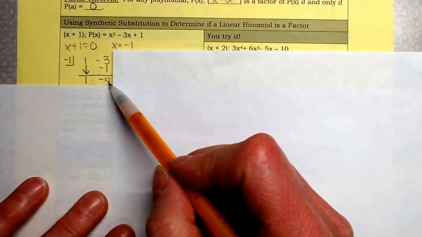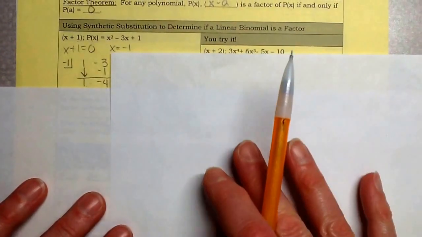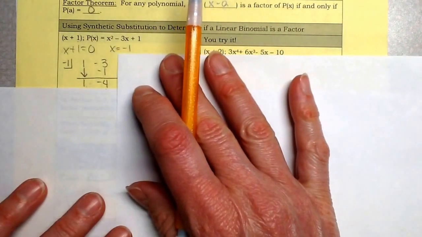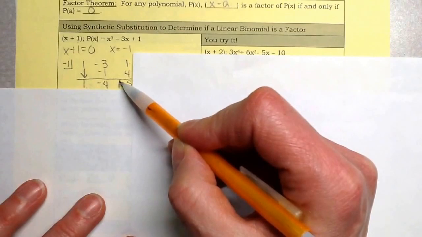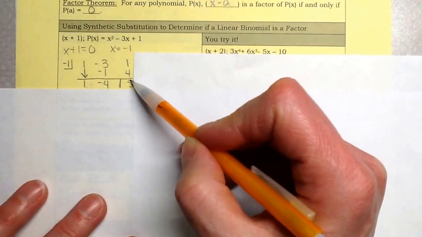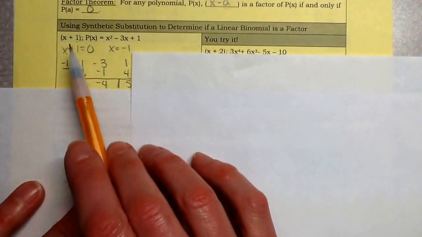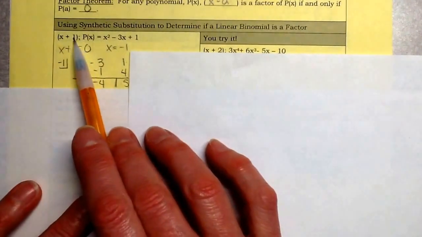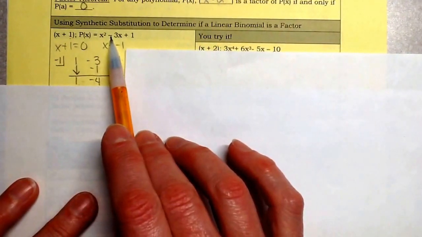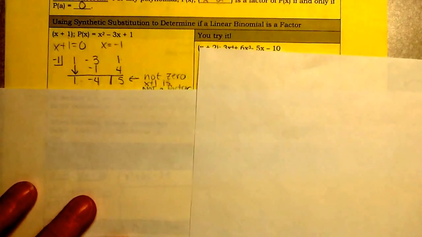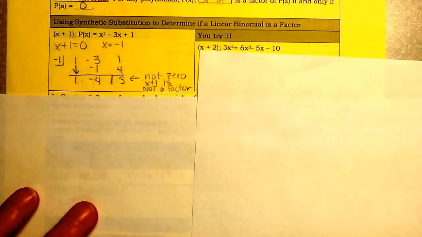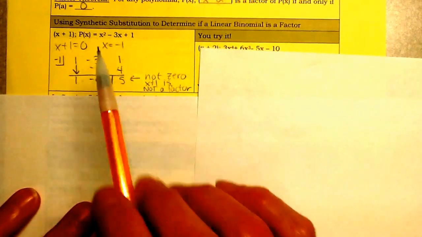Then we're going to multiply negative 4 times negative 1. That's going to give us a positive 4. That goes underneath the 1. And when we add, we see that we have a remainder of 5. So when you're asked if a binomial is a factor of a polynomial and you have a remainder that's not 0, the answer is no. So x plus 1 is not a factor of this polynomial.